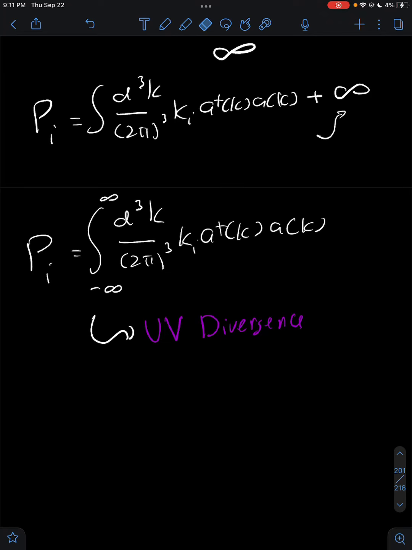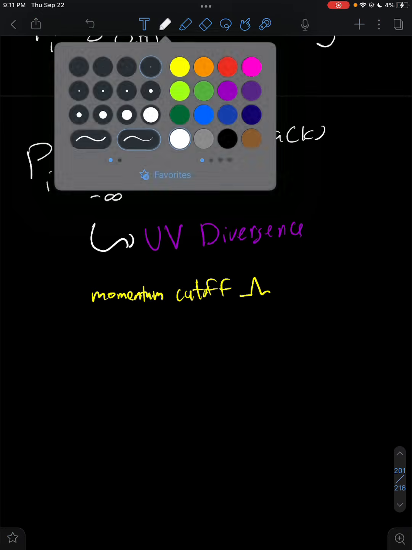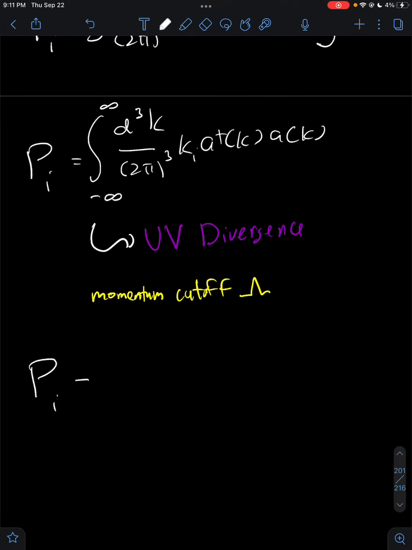A solution, a workaround to this, is that we introduce what's called a momentum cutoff, lambda, where we go, okay, our theory probably fails at some sort of momentum scale, or really some sort of energy scale, lambda. So we instead integrate over the momentum, but only to a certain point. We stop at that lambda cutoff.